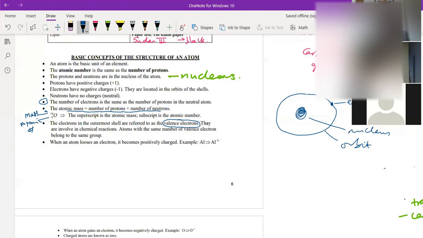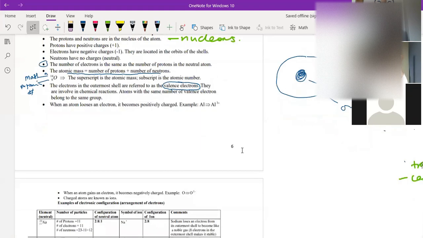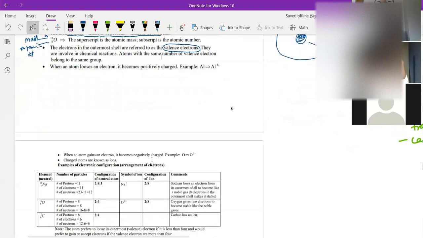Okay. Then the other fact we want to point out is that when an atom loses an electron, it becomes positively charged, like aluminum, Al. If it loses electrons, it becomes positively charged. So in this case, it has lost three electrons. So it's positive charge. Okay. We'll explain that a little bit more. And then when an atom gains an electron, it becomes negatively charged. Example, oxygen, if it gains two electrons, it becomes 2-, which is written like this. Okay.